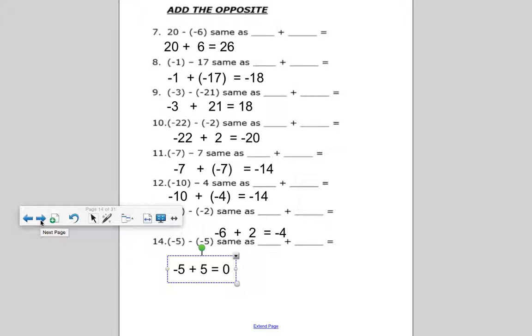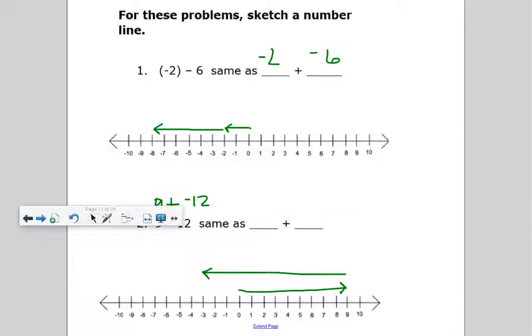So hopefully, by the end of this, you realize that you can rewrite a subtraction expression into an additive expression by adding the opposite. So you keep the first number, and you add the opposite. From the number lines, you can see how the subtraction expression looks like the added expression on the number line.